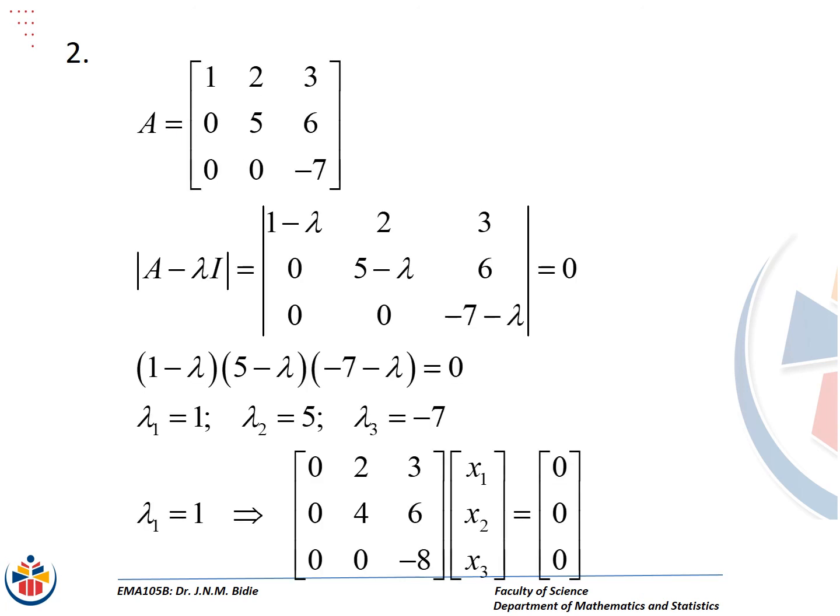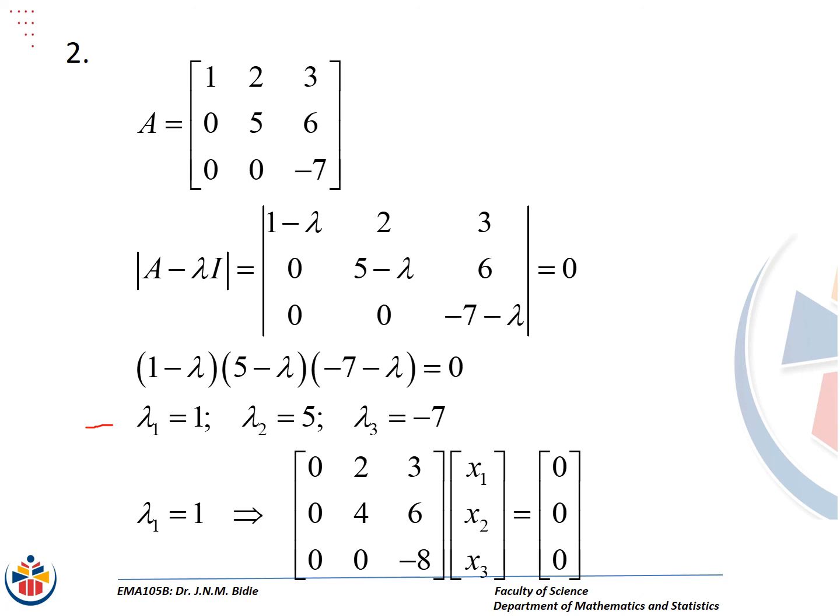Number 2. Here is a 3 by 3 matrix. Again, the determinant of A minus lambda I must be equal to 0. I'm hoping you are noticing that A minus lambda I just changes the main diagonal entries of the original matrix A. Evaluating that determinant gave us that lambda 1 is equal to 1, lambda 2 equal to 5, and lambda 3 equal to negative 7.